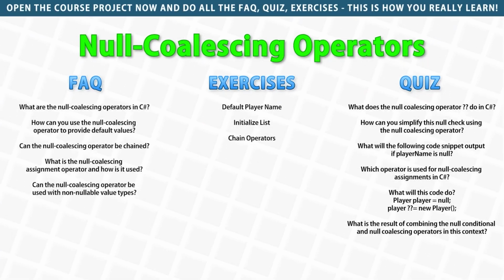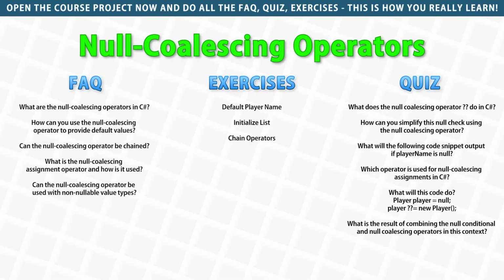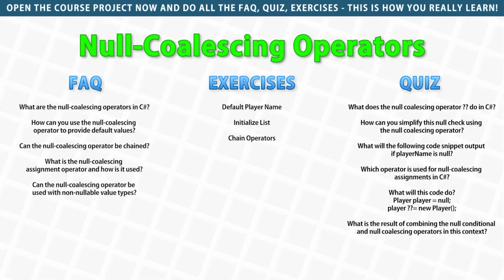So that's the two null coalescing operators, another very compact way of doing a null check, in this case to return some value or do some logic if something is indeed null.